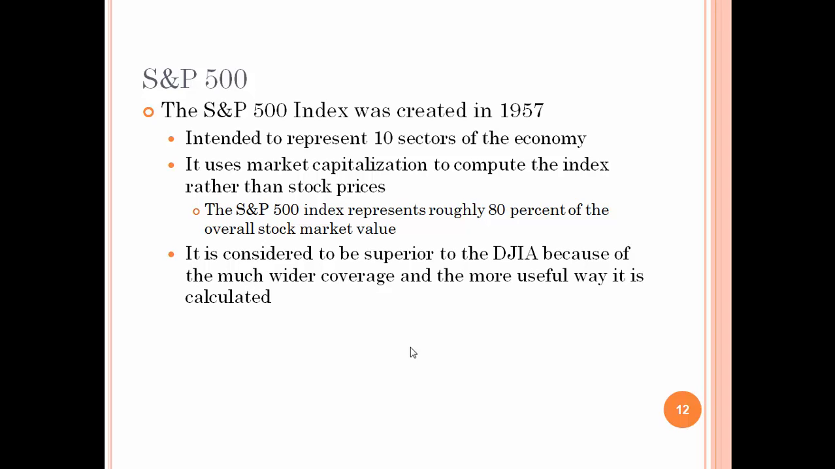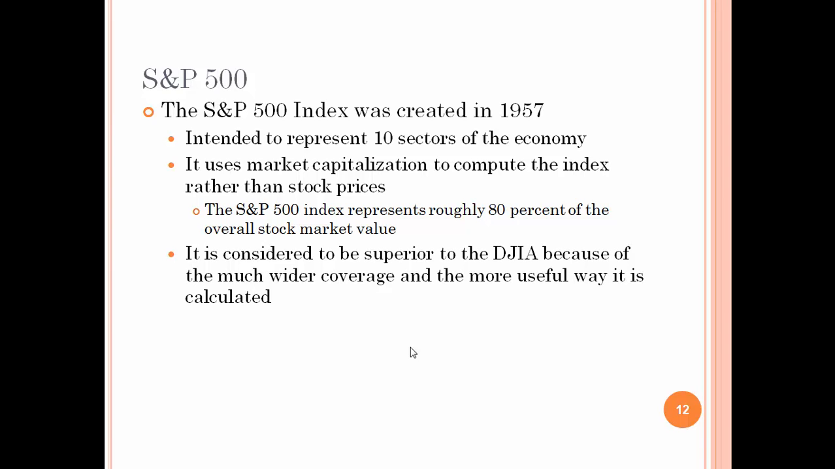The S&P 500 index was created back in 1957, and it uses market capitalization to compute the index rather than the stock prices. So if we say the Dow is a price-weighted index, the S&P 500 will be a market value weighted index. The S&P 500 index represents roughly 80% of the overall stock value.